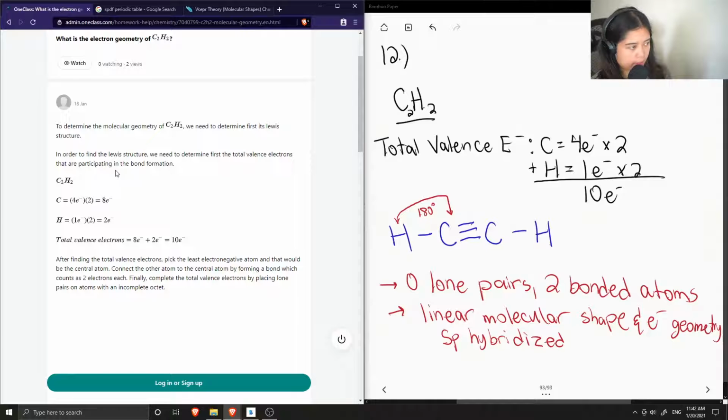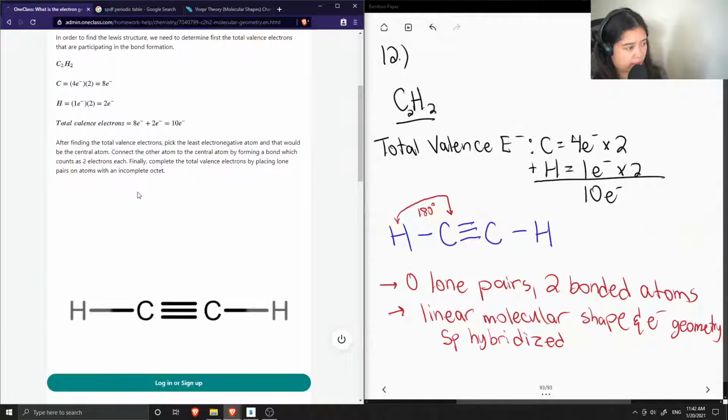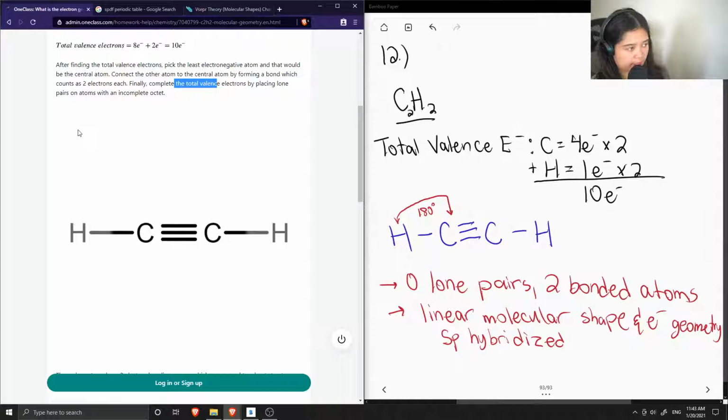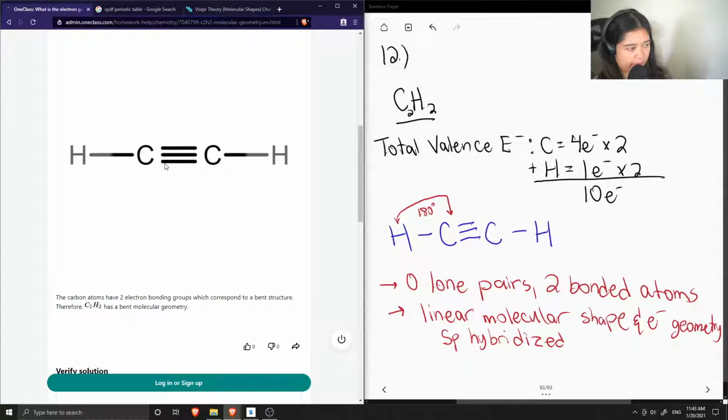Okay, so the junior tutor said that to determine the molecular geometry of C2H2, also known as ethine, we need to determine first its Lewis structure. In order to find the Lewis structure, we need to determine the total valence electrons participating in the bond formation. So they got 10. And after finding the total valence electrons, pick the least electronegative atom, and that would be the central atom. So this is an exception where the least electronegative atom is hydrogen, but since hydrogen can only form one bond, then we know that carbon would be our central atom. And then finally complete the total valence electrons by placing lone pairs on atoms with an incomplete octet. So we didn't need to do that because we just formed a triple bond between the carbons.